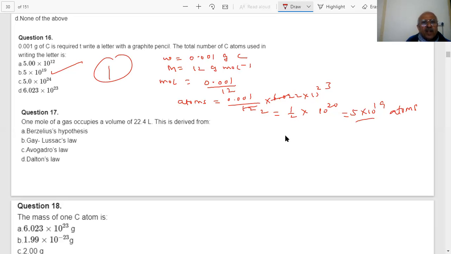So next question. There are certain questions which actually are not for the ninth class, but they have been included here. The relationship of the molar volume: 1 mole of gas occupies 22.4 liters. This is from Gay-Lussac, Avogadro's, Dalton's law, Berzelius. Sir, C part, Avogadro's law. Okay, next question.